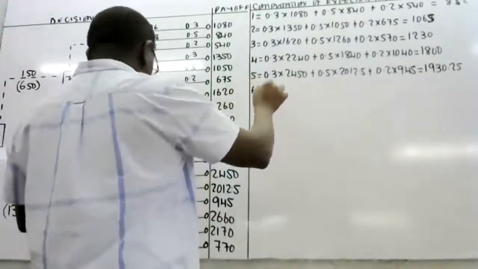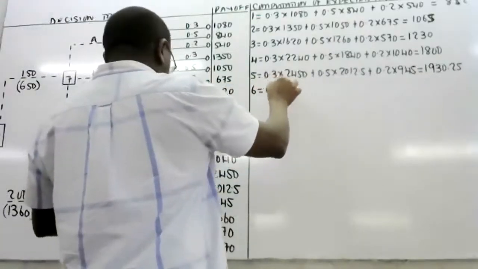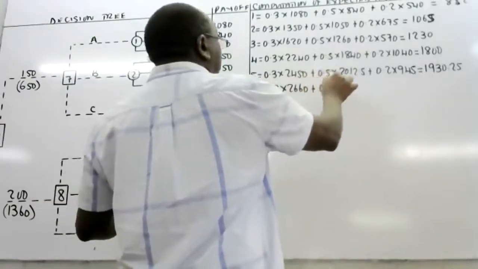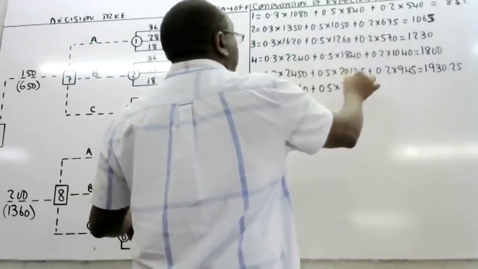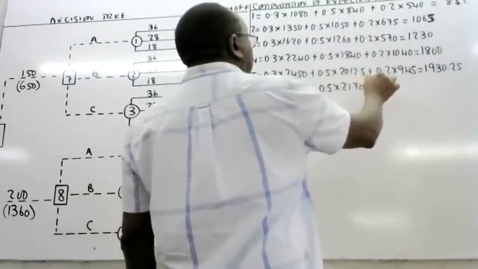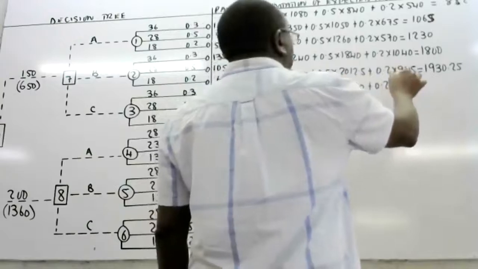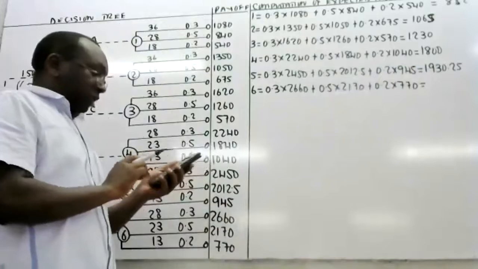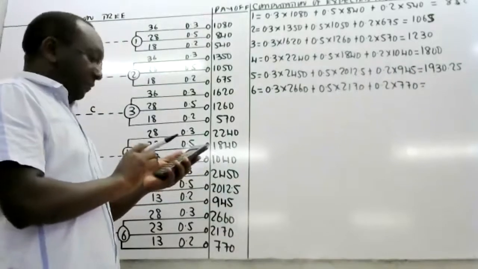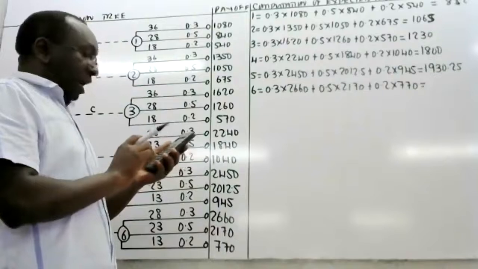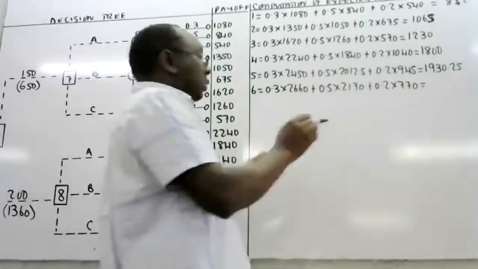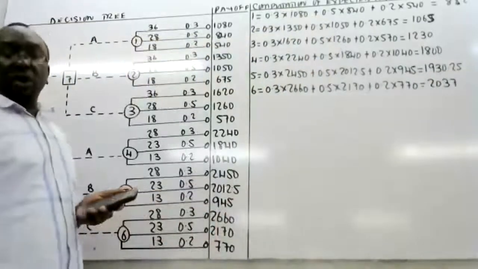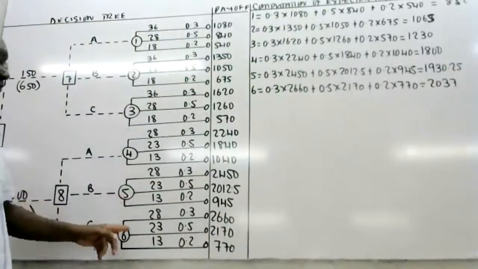Number 6 is 0.3 times 2660 plus 0.5 times 2170 plus 0.2 times 770. So 0.3 times 2660 plus 0.5 times 2170 plus 0.2 times 770 is 2037. So that is what you do with the lines that are complete.